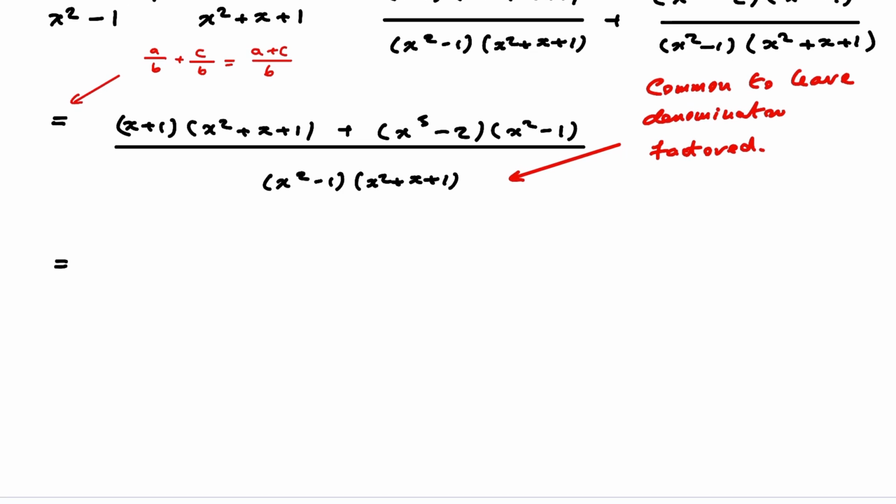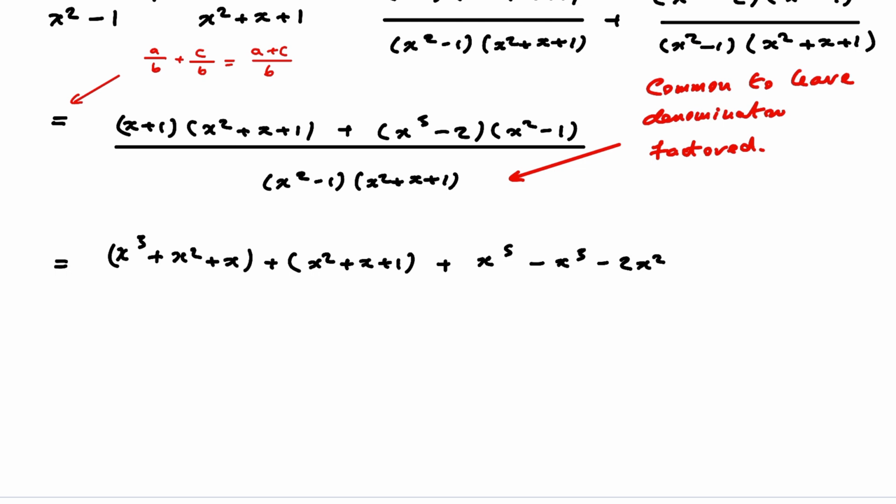So goodness gracious me, we've got to do the top now. I've got to multiply the first two. That's going to be standard distributive law. So it's going to be x cubed plus x squared plus x, that's x times the second piece, then plus 1 times the second piece. Then I'm going to FOIL over here. So this would be x to the 5, x cubed times x squared. The outer would be minus x cubed, the inner minus 2x squared, and then the last, minus 2 times minus 1 is plus 2.